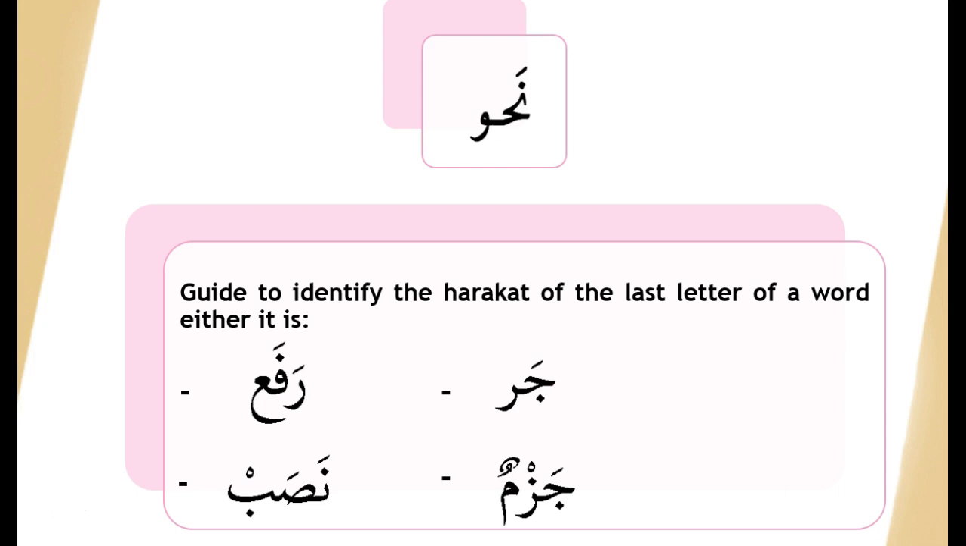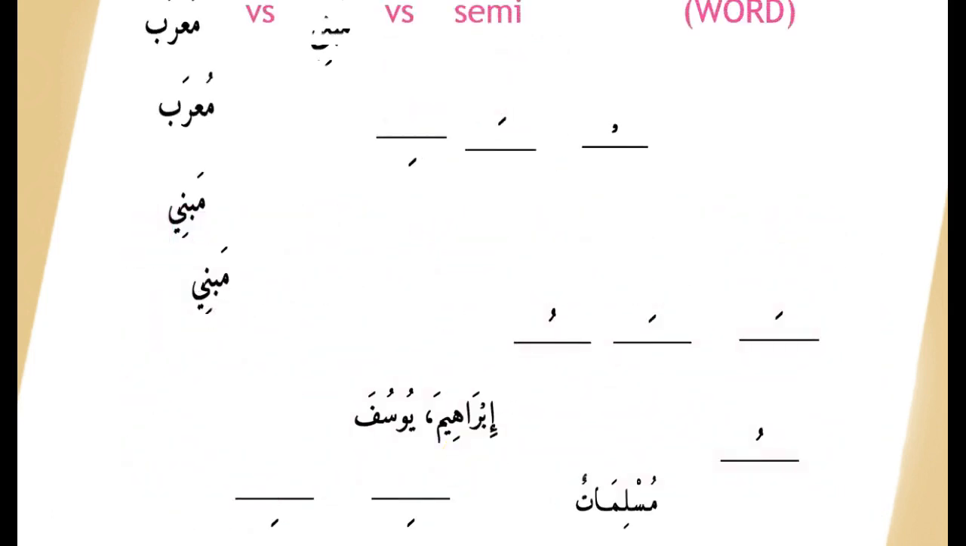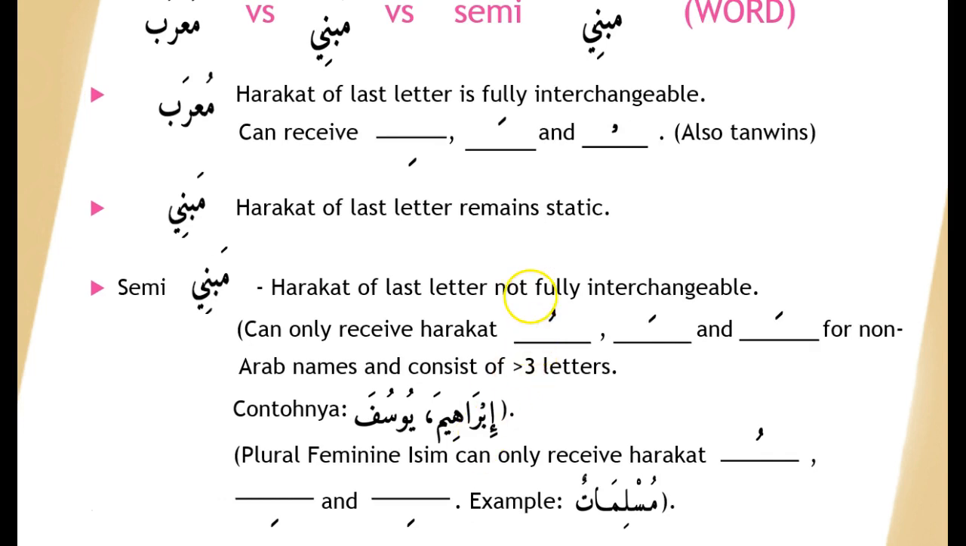But when it comes to fi'l mudhari, only isim and fi'l mudhari, the imperfect tense, will change in the vowel of the last letter as possible. And for fi'l mudhari, we have rafa, nasab, and jazam. Jazam is represented by the sukun. Okay, so those are the terms: rafa for the u sound, nasab for the a sound, jar for the e sound, and jazam for the sukun sound.